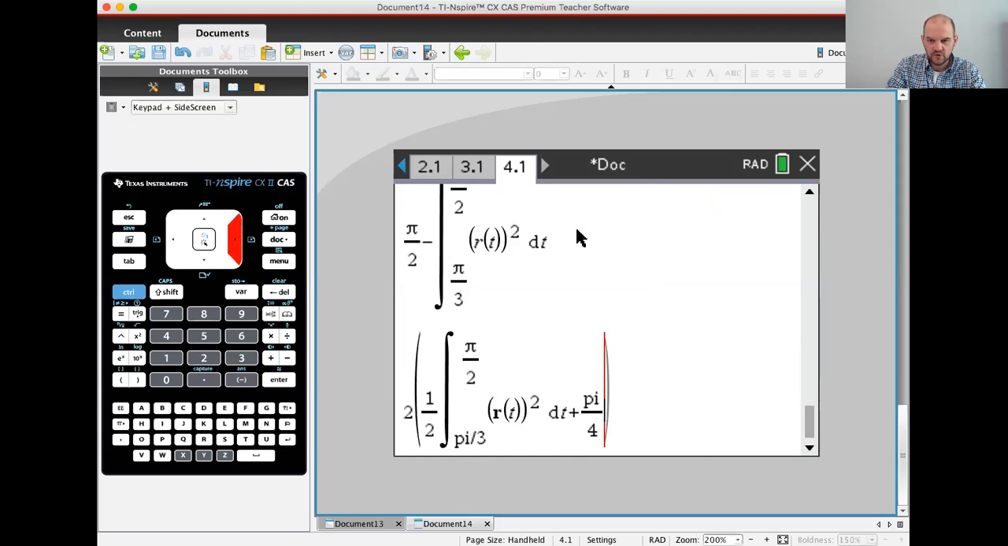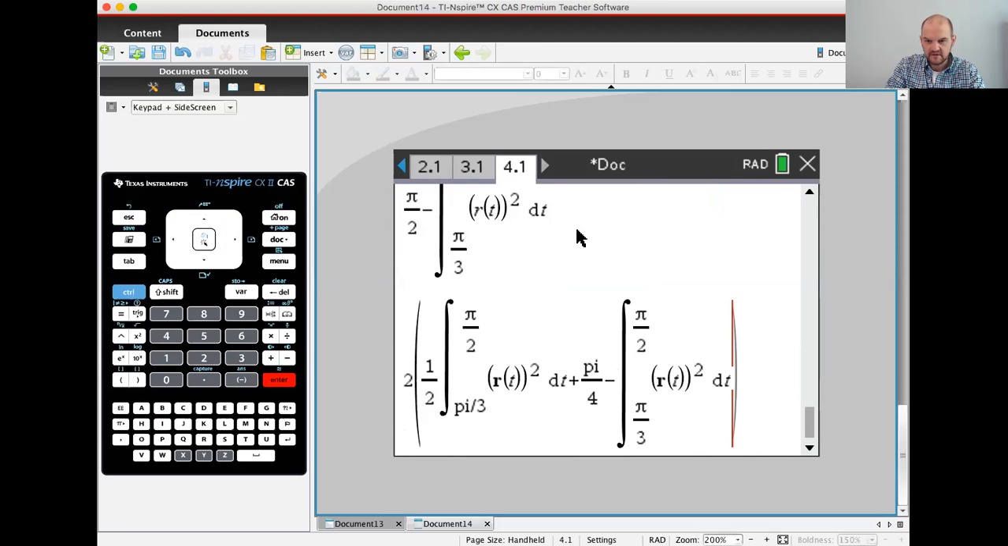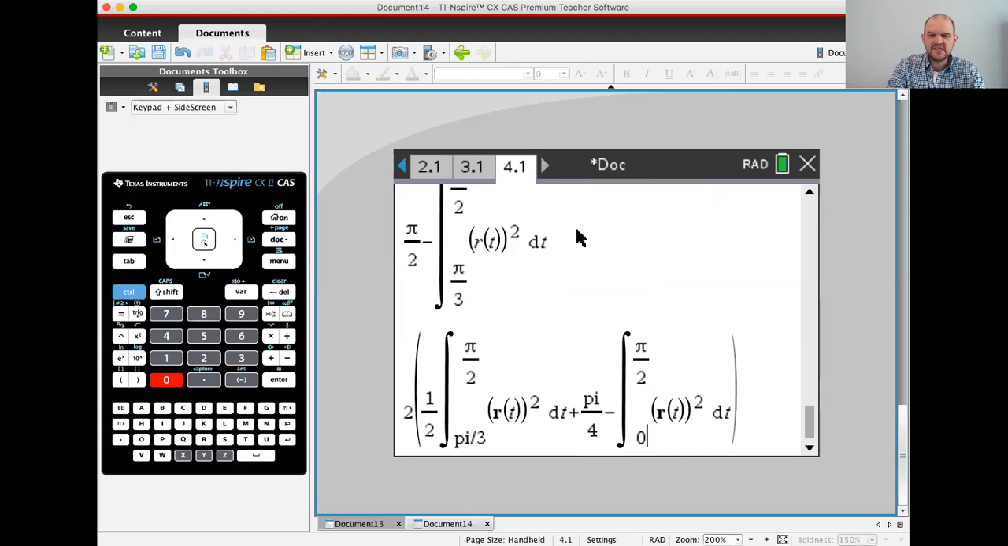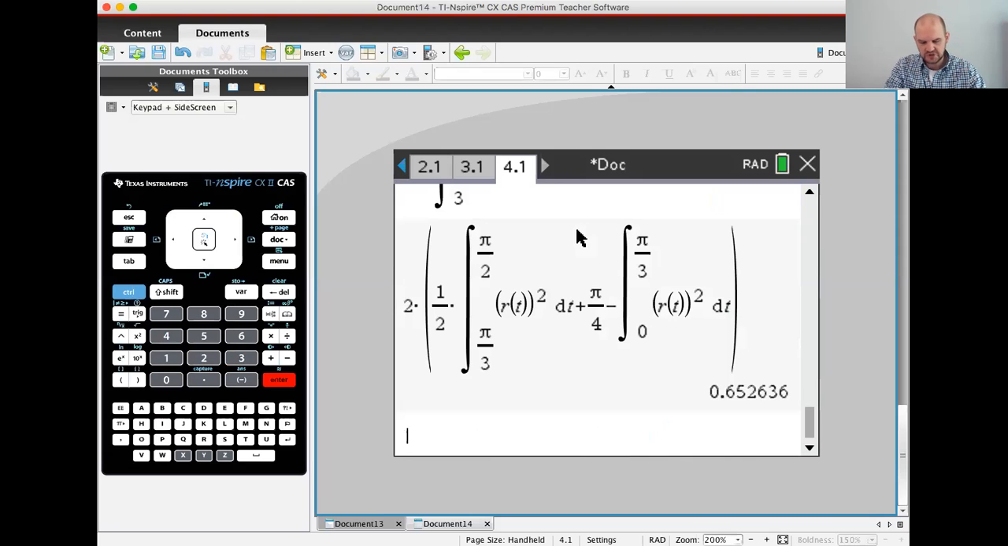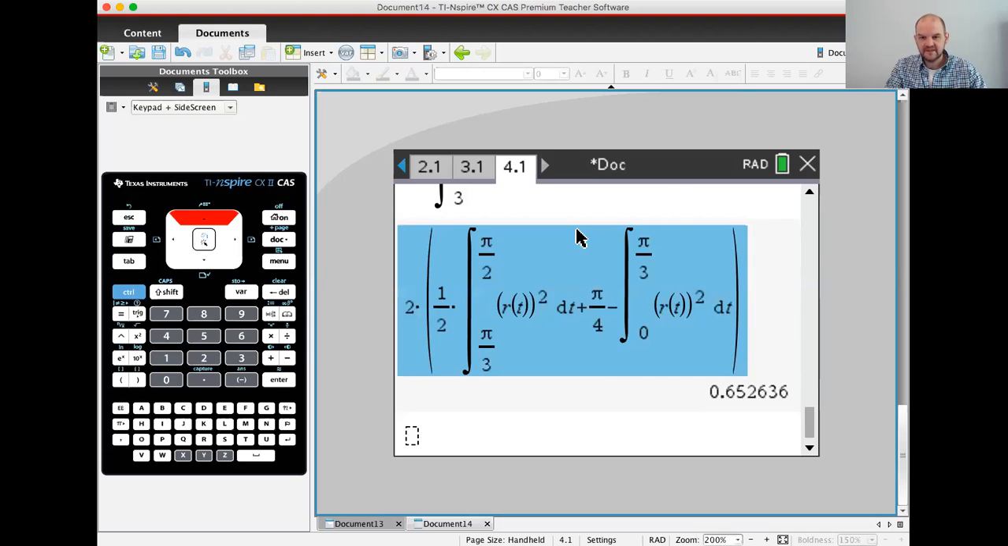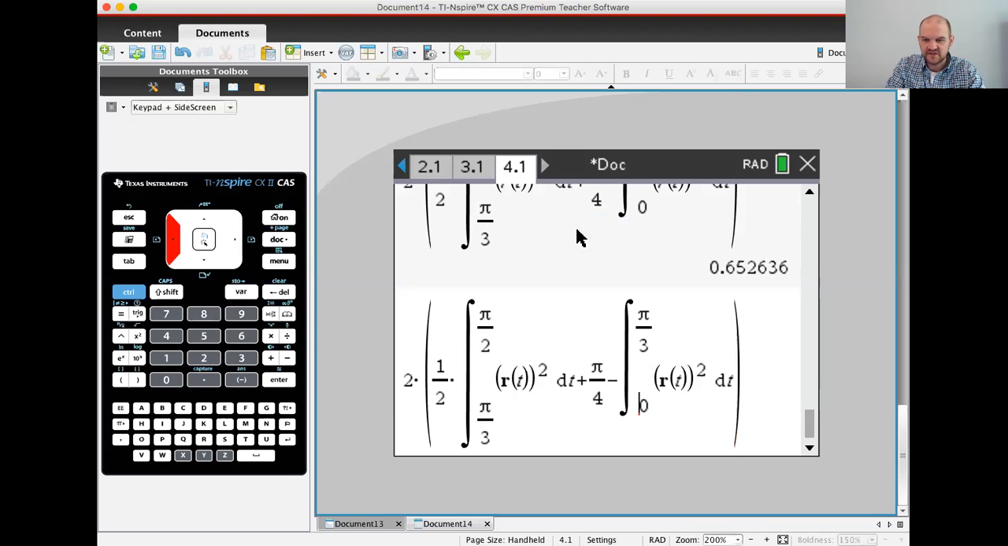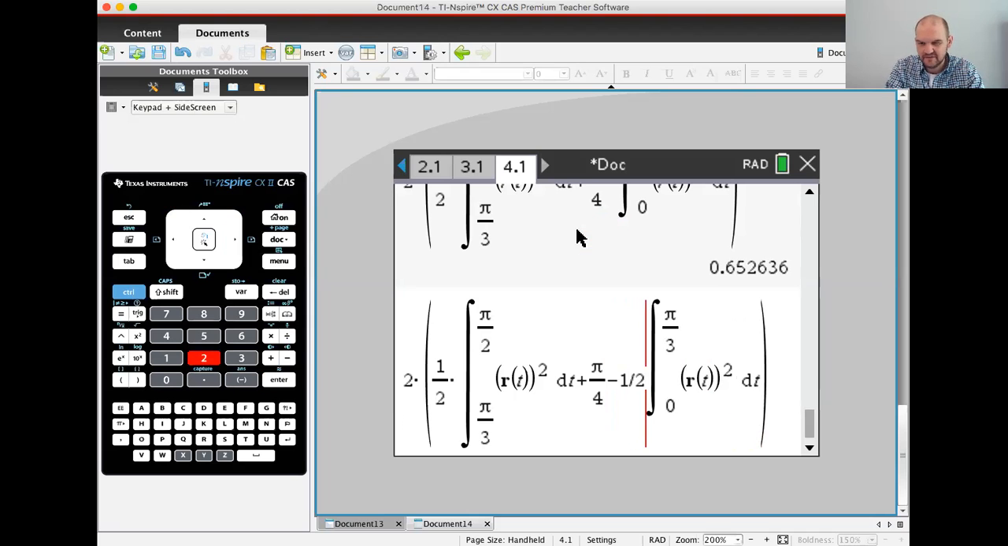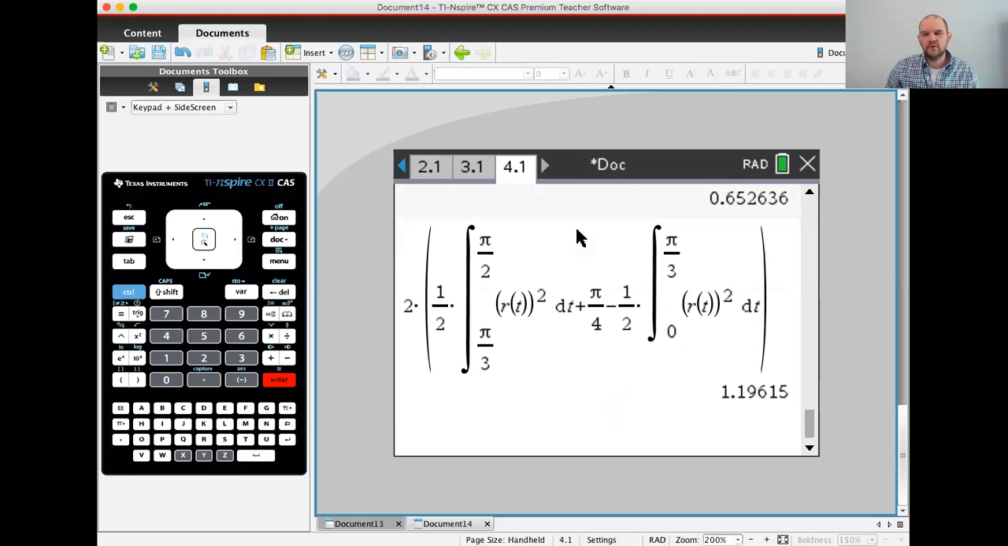pi over 4 minus, let's paste down the integral again, 0 to pi over 3. In my mind, this makes a lot of sense. I think that this one is almost certainly right-ish. 0.65. Did I forget a 1/2 on there? I did. Seems suspiciously small. Did it? I don't know. 1.196, approximately.